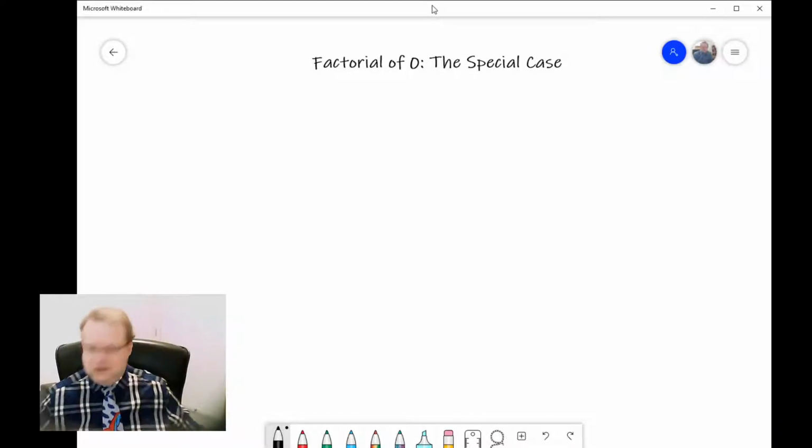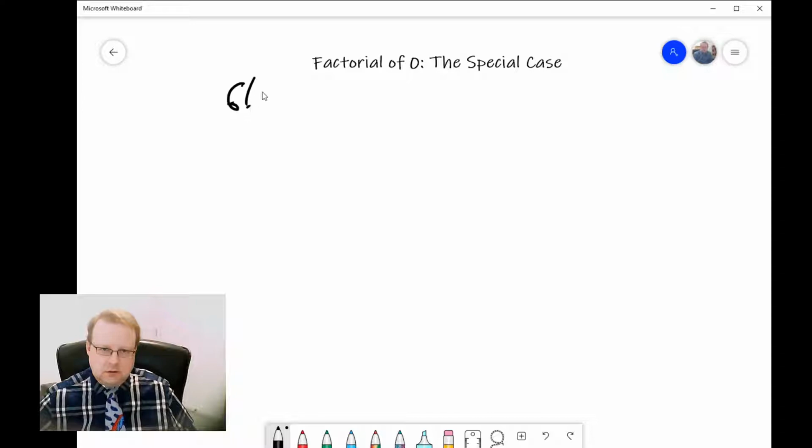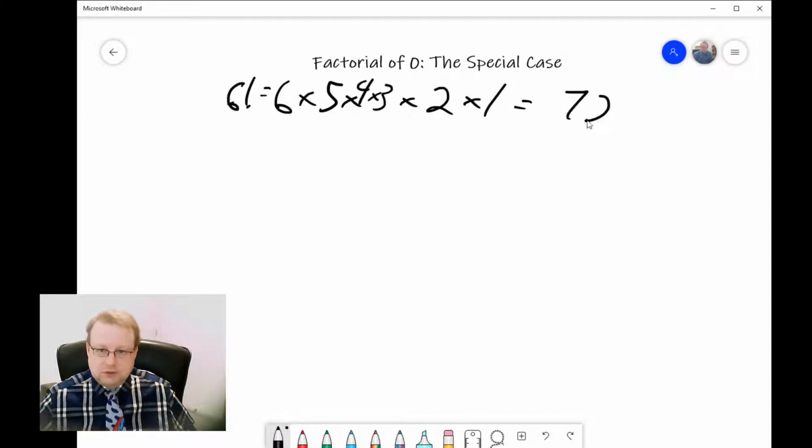So now that we defined factorials, we can look at that definition. Remember, a factorial is the multiplication of that number in the factorial times every integer less than that number, all of them, not just some of them, until we get down to 1. So in this case, 6 factorial is 720.